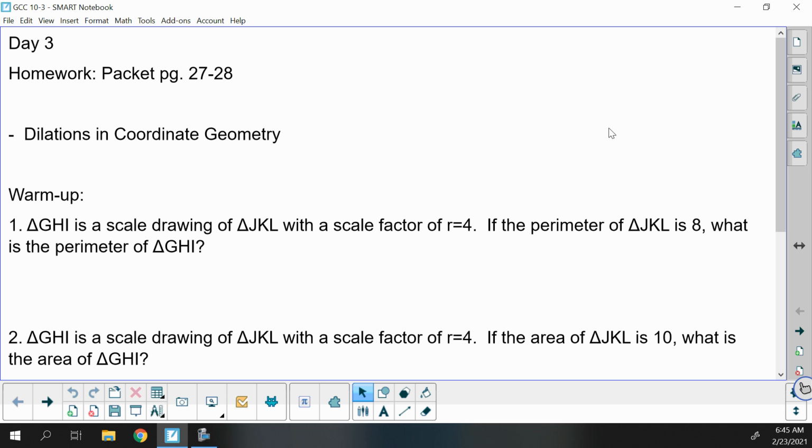So if the perimeter is 8, scale factor is 4. Perimeter is a one-dimensional measurement, so you can just do 8 times 4. So you get that the perimeter of the other one is just 32 units.